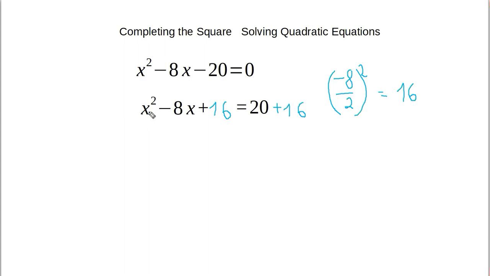Because these are perfect squares, all we have to do is write x minus, because there's a minus sign here, x minus 4 squared is equal to, now we have 36.